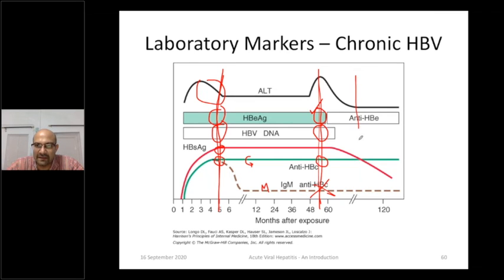Whereas if you are looking at this patient here, at this time, everything would be the same, except there is no HBV DNA present. And also the hepatitis B E antigen has become anti-HBe antibodies. And at this point of time, there is no replication happening, and the person will not transmit disease also.